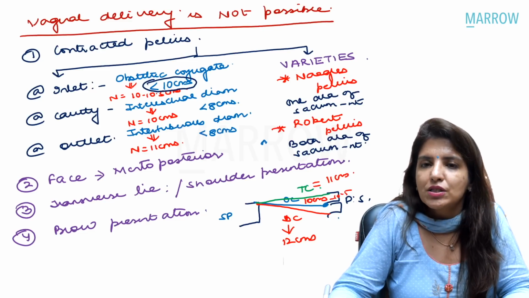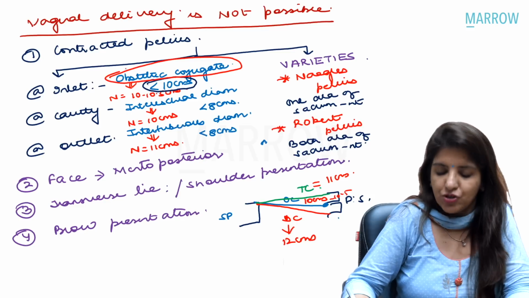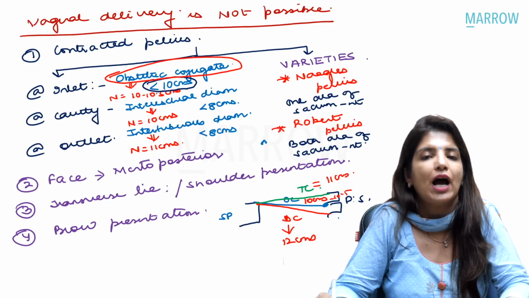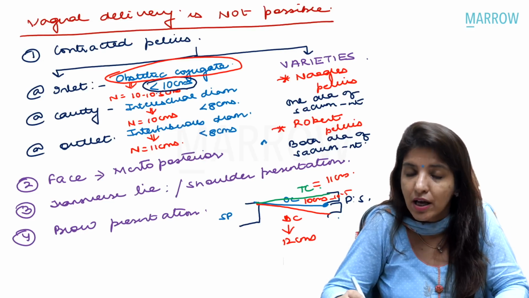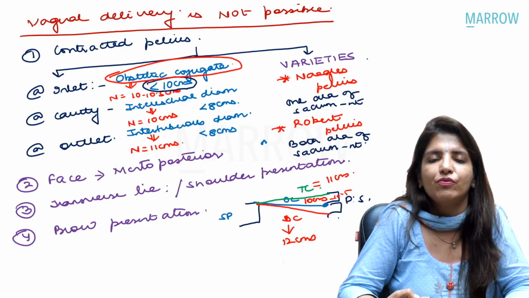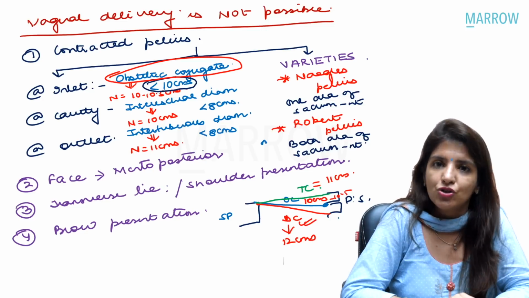So whenever I have to talk about a contracted inlet, the diameter I look at is the obstetrical conjugate, and it should be less than 10 centimeters. Then I say that the inlet is contracted. Now please remember that the only AP diameter of the inlet which can be clinically measured is the diagonal conjugate. I cannot measure the obstetrical conjugate. Why? Because when I put my finger in, it touches the lower border of the pubic symphysis and the sacral promontory, and the diameter from the lower border of the pubic symphysis up till the sacral promontory is the diagonal conjugate. So clinically I can measure the diagonal conjugate.